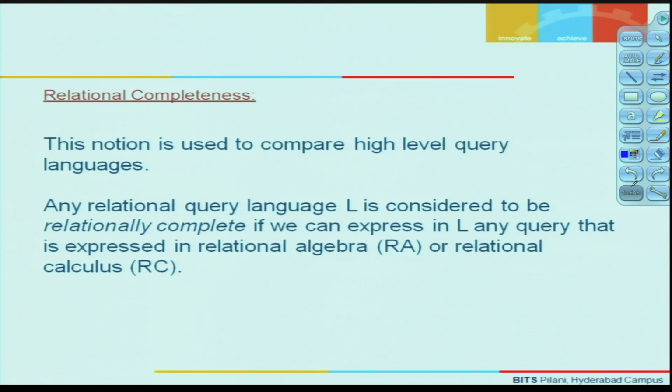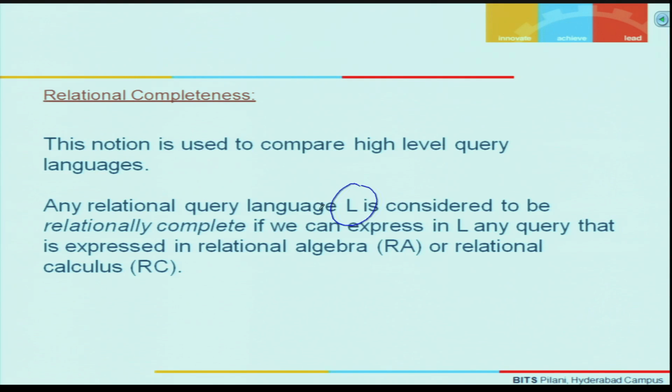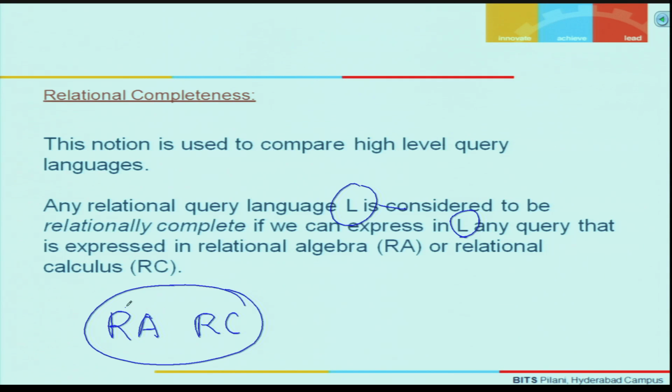Then we have one more important notion called relational completeness. This notion is used to compare high level query languages. Any relational query language L is considered to be relationally complete if we can express in L any query that is expressed in relational algebra or relational calculus. We know that the expressive power of relational algebra and relational calculus, which are formal query languages for the relational model, is the same.